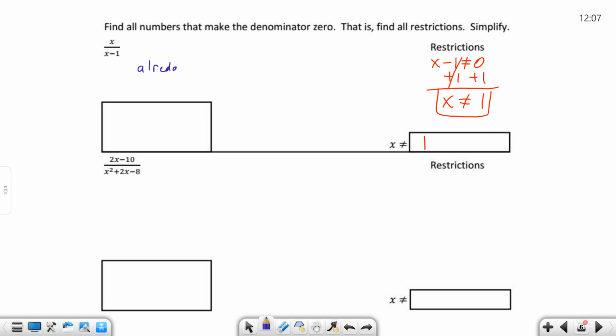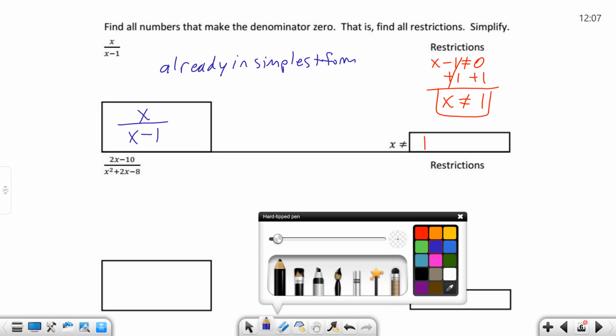I know my handwriting is great. I can't even spell. Let me try this again. Already in simplest form. So if I were to simplify it, I can just say it's x over x minus 1, or maybe your teacher wants you to write already in simplest form. I think the book that I currently teach out of says that. Already in simplest form, but it's x over x minus 1. You cannot do anything else to that.